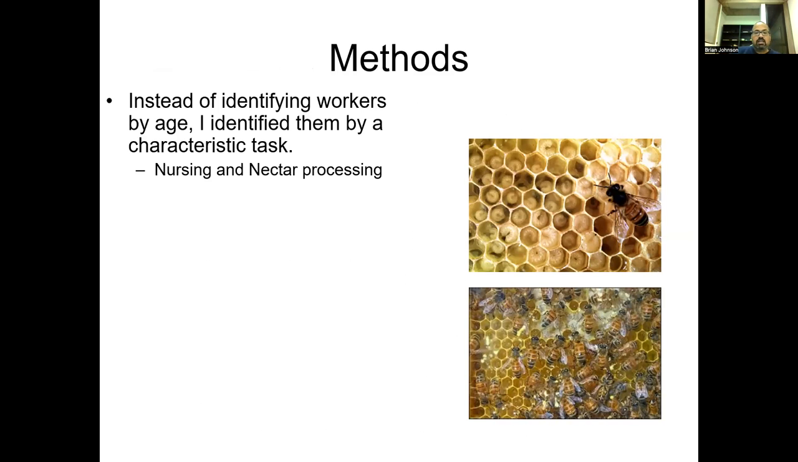So I did a follow-up study to Tom's study in which I identified the bees by their task and not by their age. And so I marked a large number of bees that I saw either nursing or processing nectar. And I put individual tags, little plastic tags with numbers on their backs, kind of the kind that we use for queens, so that I could follow them as individuals and not just by age, as an age cohort.